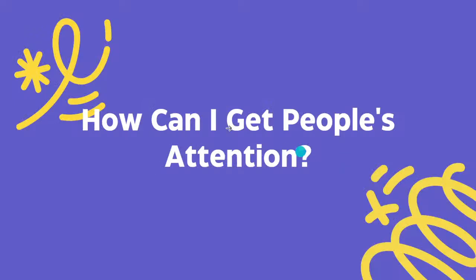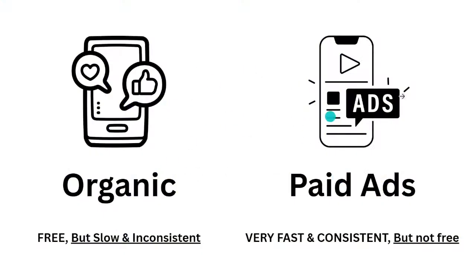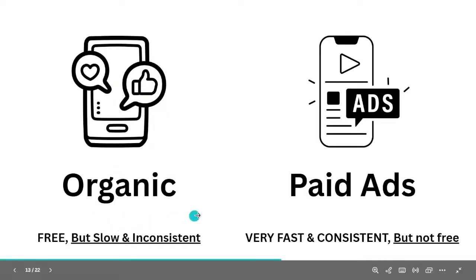All right. So now how can you get people's attention? There are only 2 ways to get people's attention on social media: organic or with paid ads. Now I use both of these methods. I started with this, currently I use this, and I'll tell you why. So organic is free, right? You don't have to spend any money. It's free, but it's slow and inconsistent.